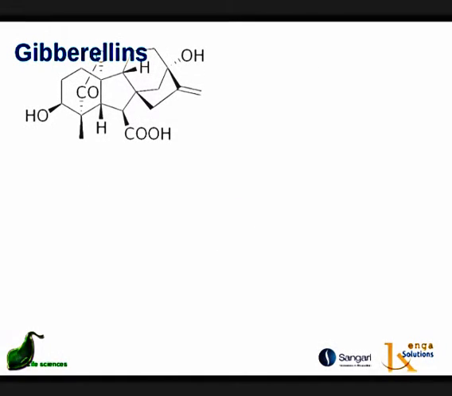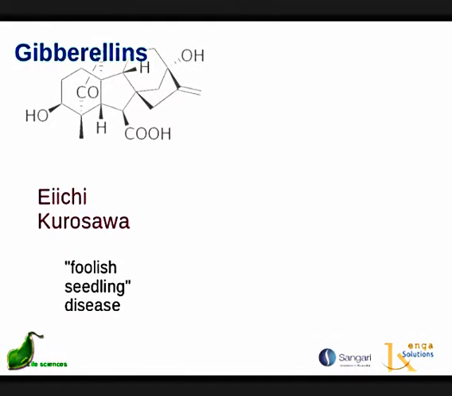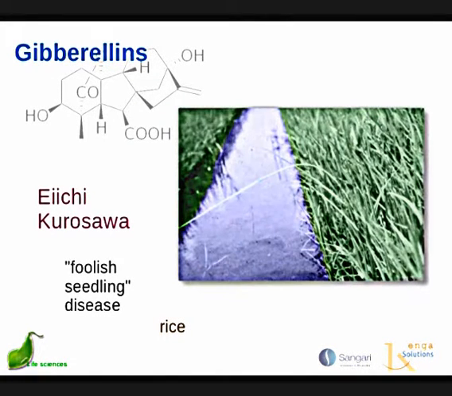Okay, so let's look at gibberellins. Now, the interesting thing about gibberellins is that gibberellin was first recognized in 1926 by the Japanese scientist by the name of Kurosawa, who was studying what was called foolish seedling disease in rice. Now, here you have a rice paddy, and you can see that there is this very long plant visible. And this is the foolish seedling disease. The plant grows very long, it has less chlorophyll, and it is not going to be producing as much rice as we would like it to.